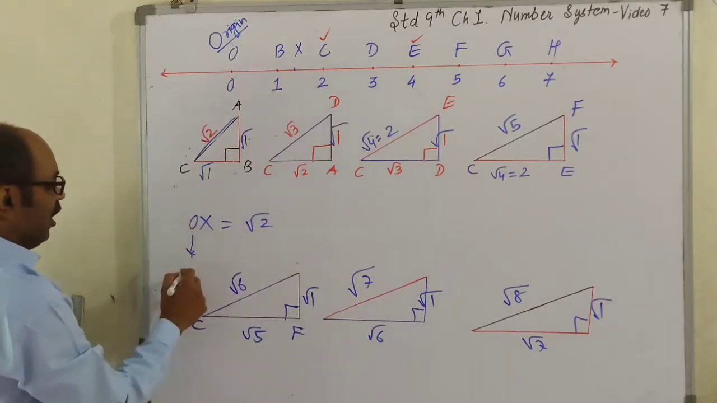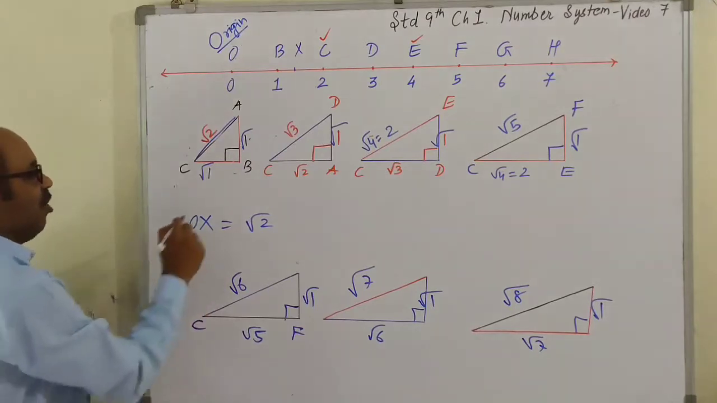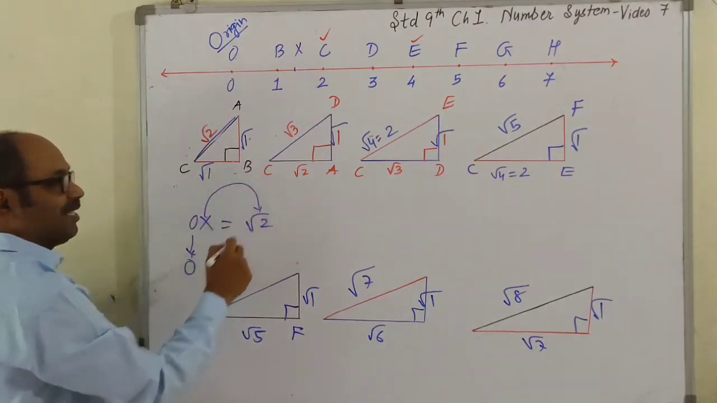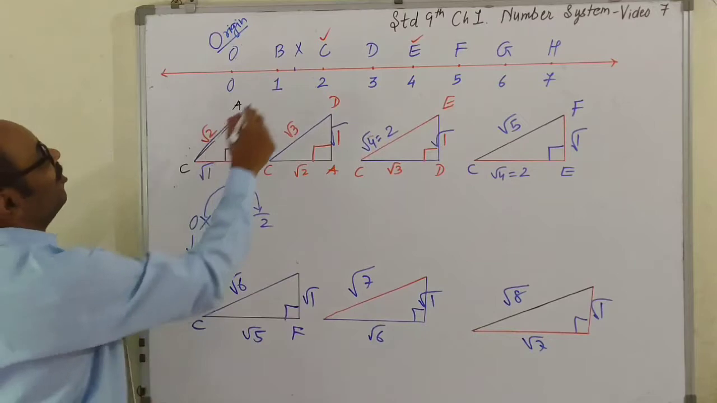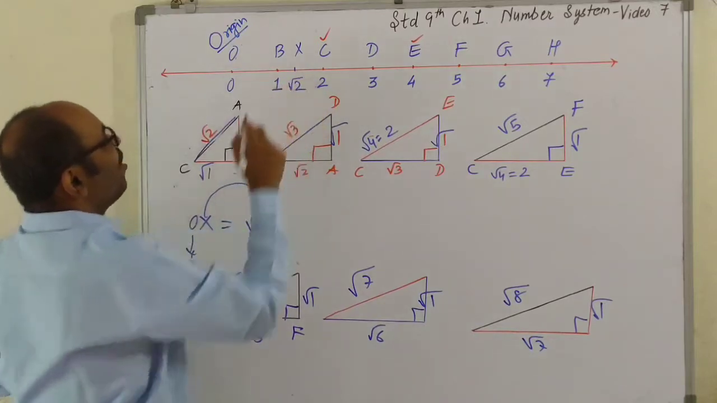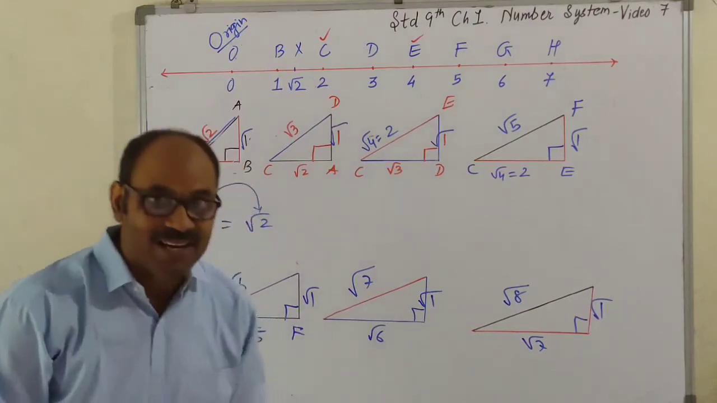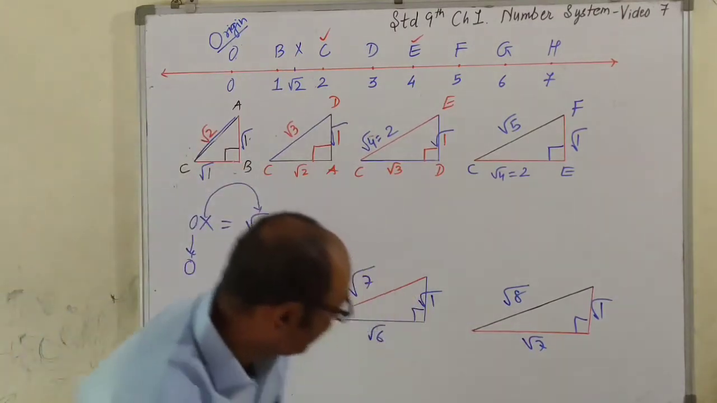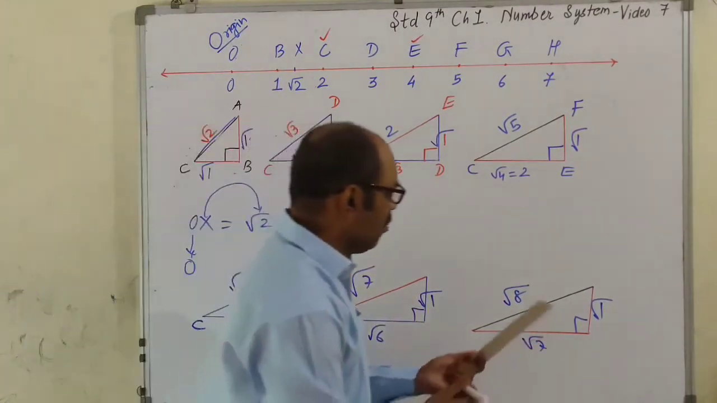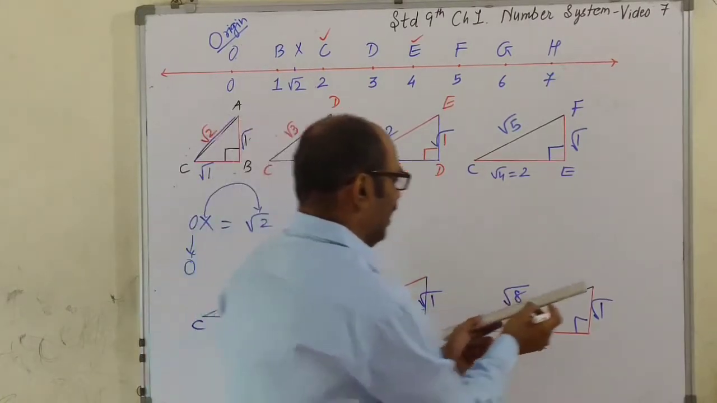Now this is the origin. The number corresponding to the origin is 0. So the number corresponding to X is root 2. So here it is root 2. Are you getting me, children? Let me take this distance. Children, it may not be perfect, but I'll take it.